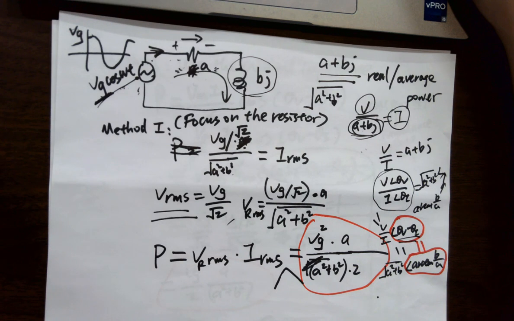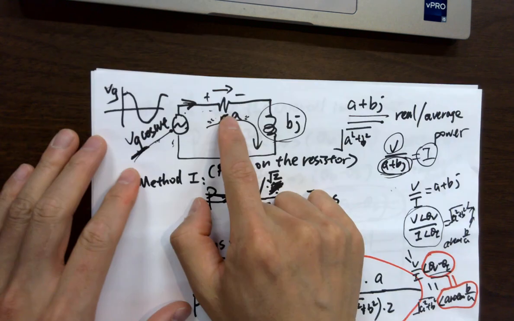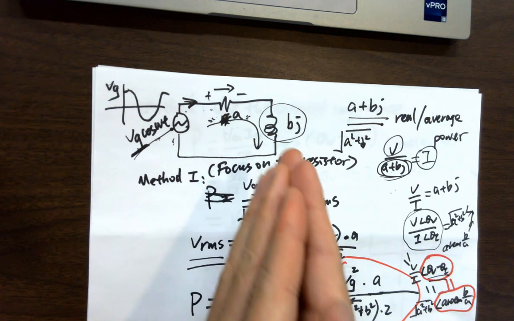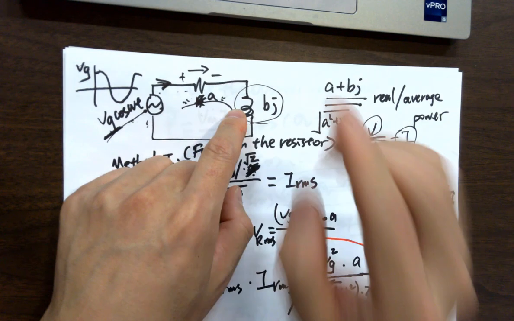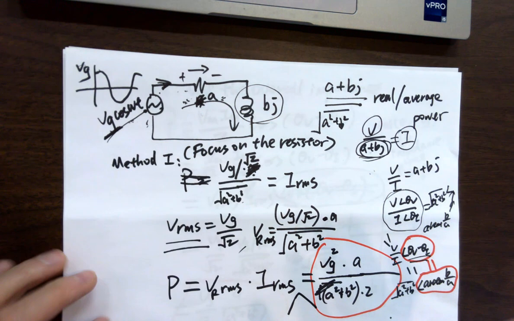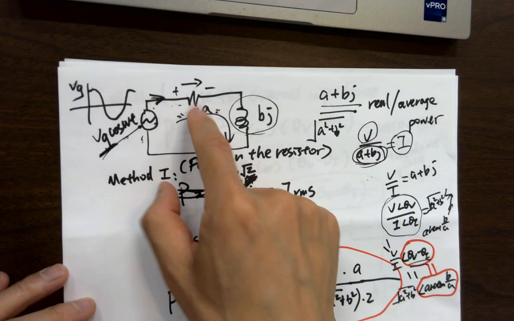What are the takeaways? Two methods, right? What's method one? Focus on the resistor, right? If it's asking you to calculate the average power, focus on the resistor. If it's asking you to do the reactive power, I'm going to cover that later. Just focus on this one, the same method. We'll do that later. No worries. So that's method one. Just focus on the device or that specific component.